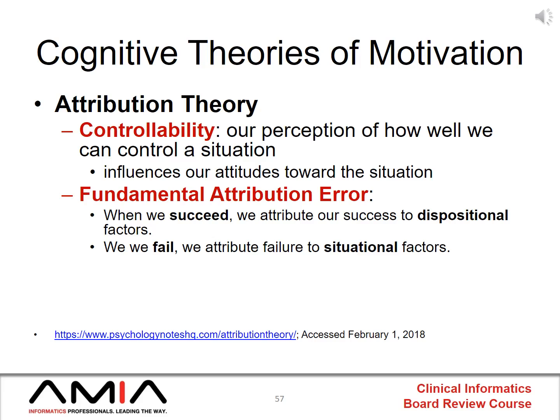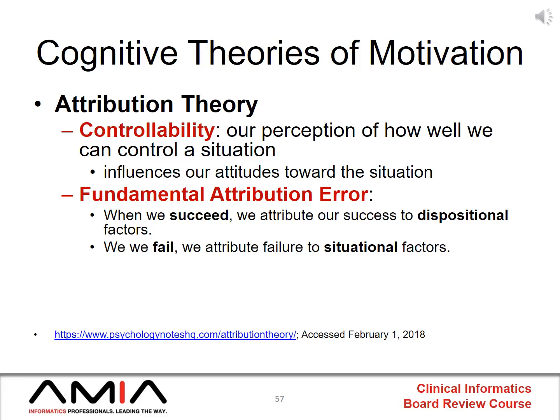There are two additional concepts in attribution theory which are worthwhile to know. The first is controllability. Controllability is our perception of how well we can control a situation, and that influences our attitudes towards that situation. If we have more control over a situation, our attitude tends to be more positive, and the opposite is true if we have less control over the situation.